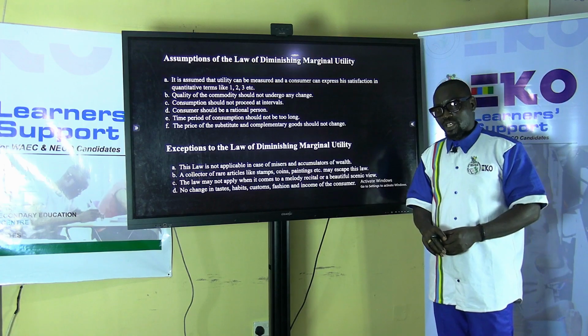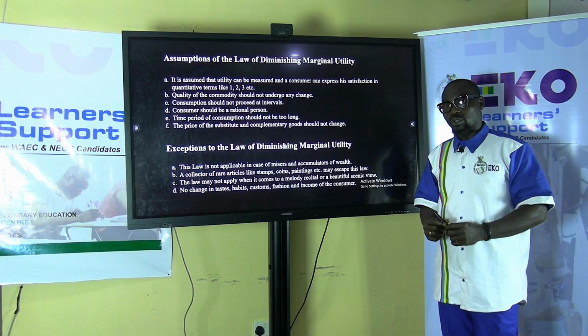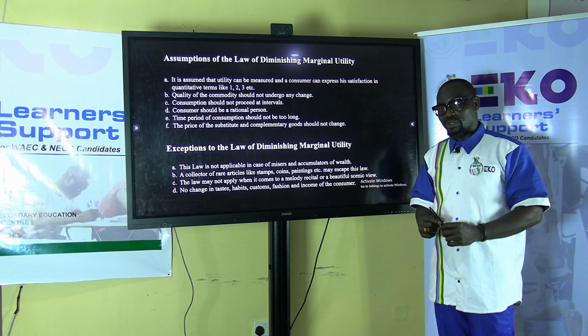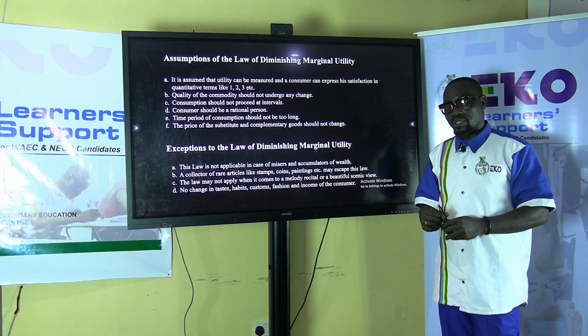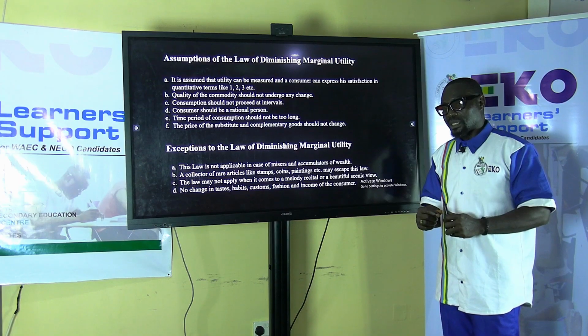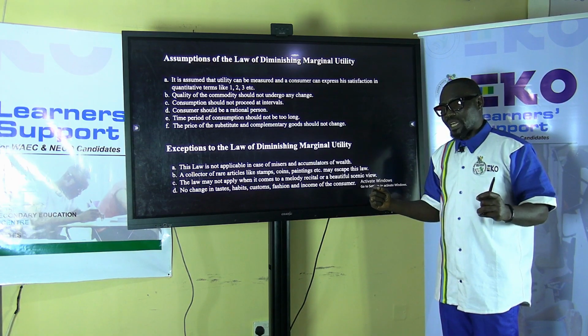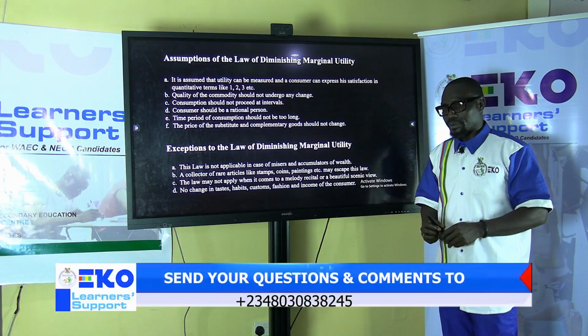So at the end of this session, I believe we can now clearly explain what is meant by the law of diminishing marginal utility and be able to put together the concepts of total utility and marginal utility and the connections, the relationship between them with respect to the law.